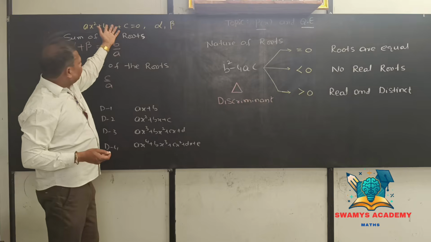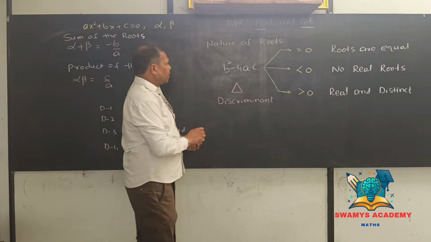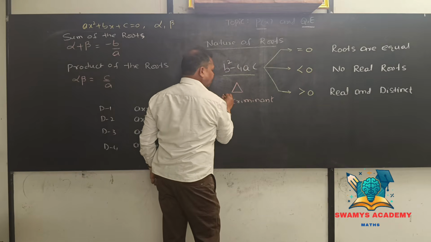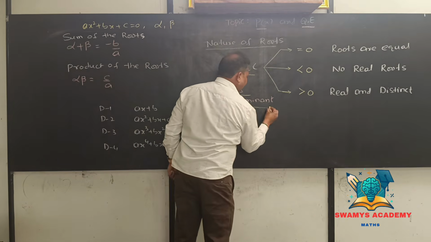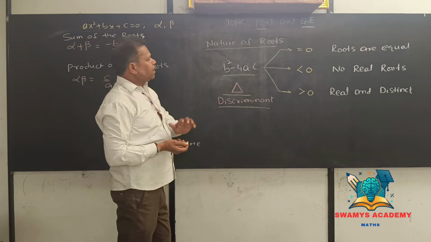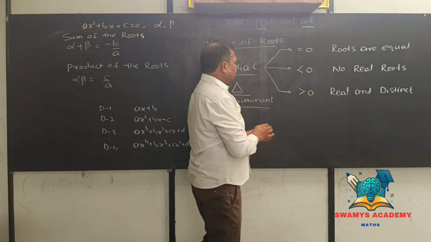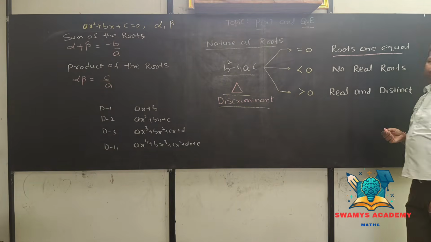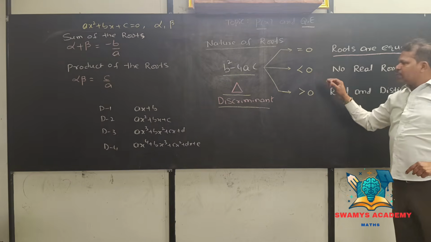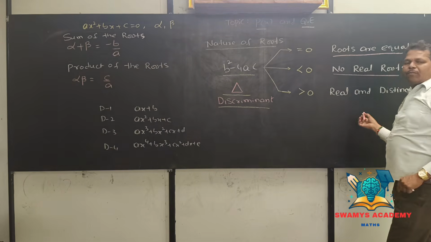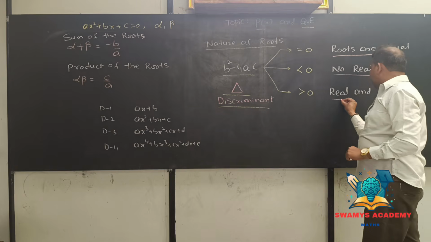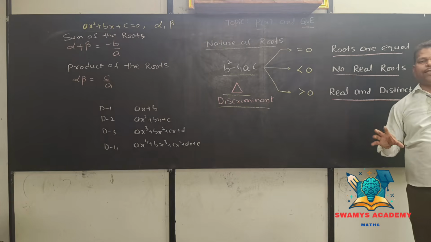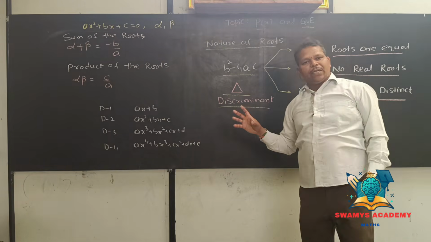Now with the help of the standard form of the quadratic polynomial, we find the nature of the roots, b square minus 4ac, which we call delta, also called the discriminant. In this we get 3 types of answers. Equals 0 means roots are equal. Less than 0 means no real roots. Greater than 0 means real and distinct roots. This is the explanation of the basic concepts in polynomials as well as the quadratic equation. Thank you.